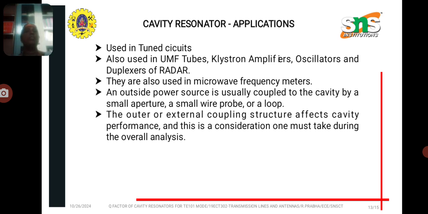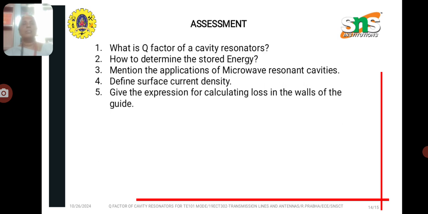We know the cavity resonator is used in tuned circuits, in klystron amplifiers, oscillators and the duplexers of radar. They are also used in microwave frequency meters. An outside power source is usually coupled to the cavity by a small aperture, a small wire probe or a loop. The outer or external coupling structure affects cavity performance, and this is a consideration one must take during the overall analysis. And we know the Q factor is 2 pi times the energy stored divided by the energy dissipated, denoted by the letter Q. To determine the stored energy, we can use this formula.